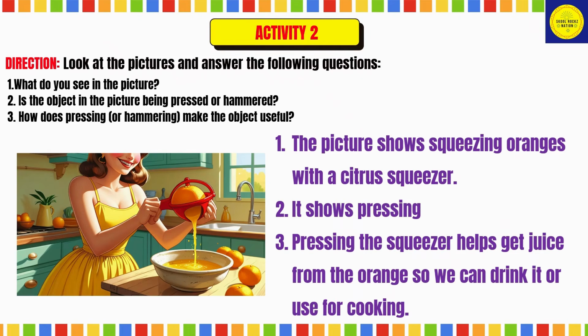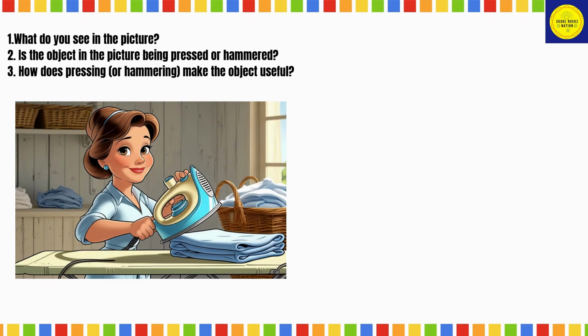Here are the answers. 1. The picture shows squeezing oranges with a citrus squeezer. 2. It shows pressing. 3. Pressing the squeezer helps get juice from the orange so we can drink it or use it for cooking. Here's the second picture. Answer the following questions. 1. What do you see in the picture? 2. Is the object in the picture being pressed or hammered? 3. How does pressing or hammering make the object useful?